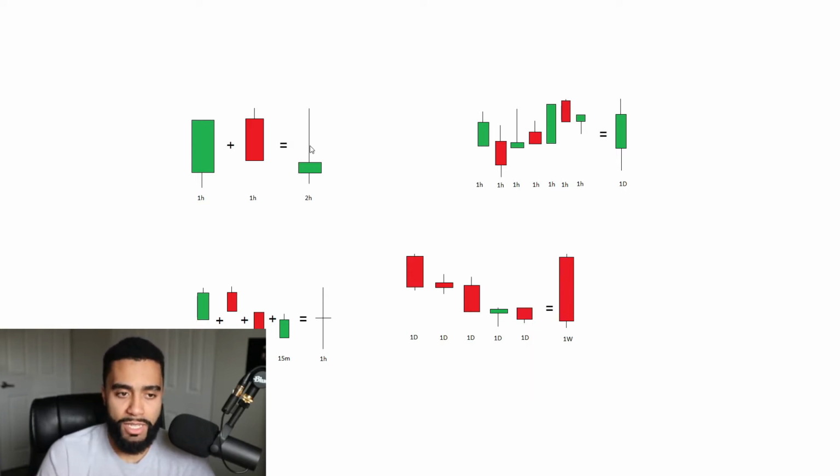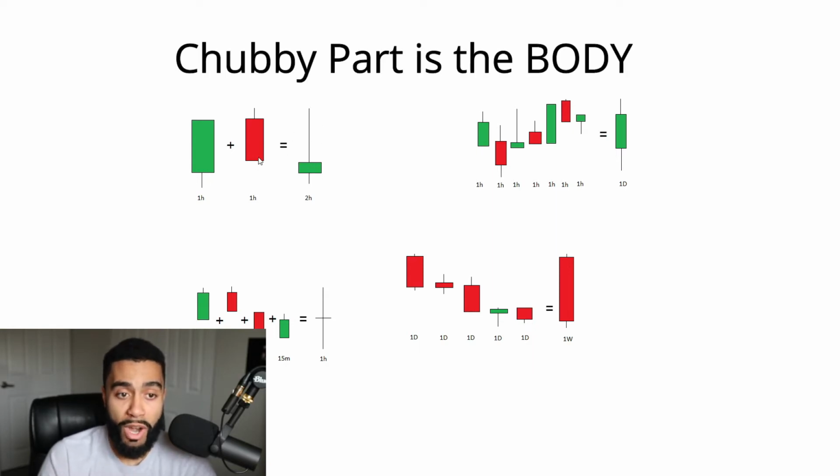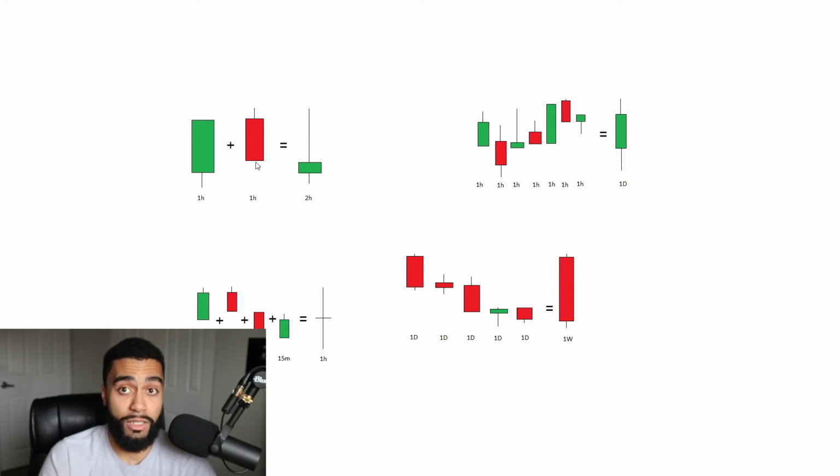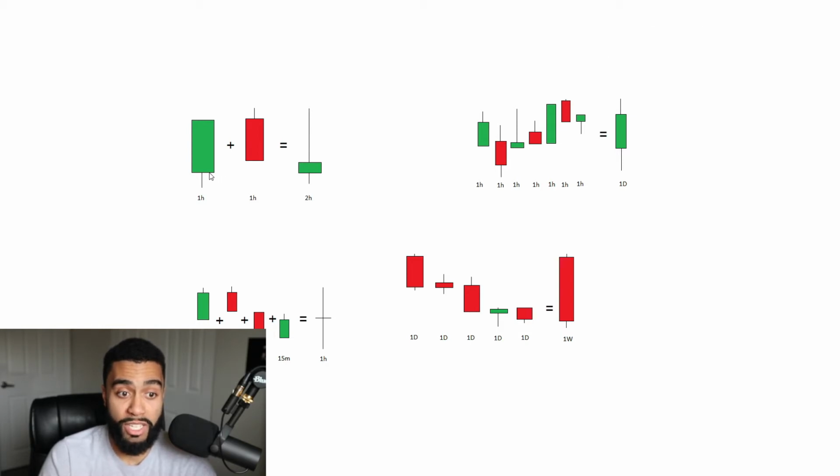Now what you can notice is between the open and the close is what makes the body, and then from where the second candlestick closed and the high it made, that makes the top wick, and from where the first candlestick opened and the low that these two candlesticks made, it makes the lower wick.